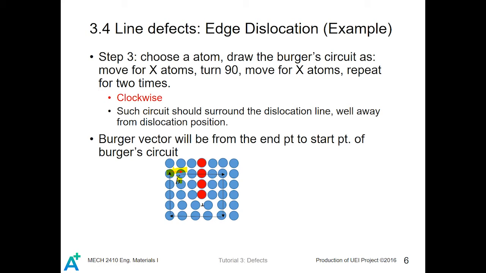The Burgers circuit is the steps we draw from step 3, which we call the Burgers circuit, and which is the black arrow. In this case, we choose 5 atoms, and it first moves 5 atoms to here, and then 5 atoms to here, and then 5 atoms to here, and then 5 atoms to here. And the Burgers vector is basically these red vectors.